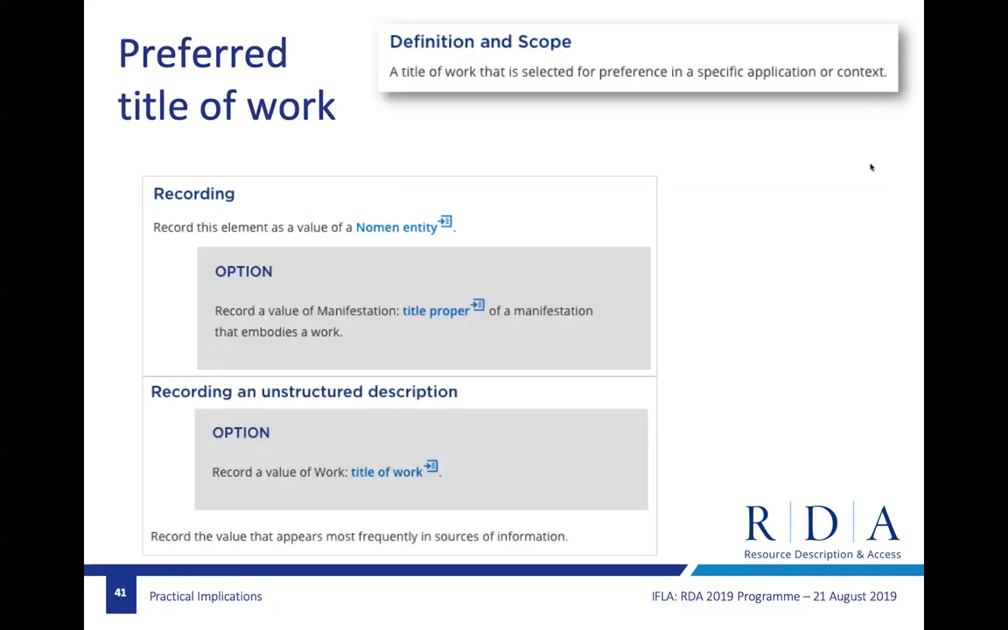Moving on to preferred title of work, which is a title of work that is selected for preference in a specific application or context. This will be recorded as the value of a nomen entity, and I will record a value of manifestation title proper of a manifestation that embodies a work. We already know what I decided the title proper was, which was a good reason to start with manifestation. And I'll be recording an unstructured description recording a value of work, title of work, and record the value that appears most frequently in sources of information.